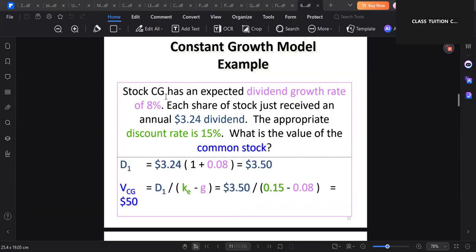So what are we given in here? Our growth, G, which is 8%, our D0, which is what? 3.24, and our K, which is 15%. So you first find your D1, which is D0, 1 plus growth. Here we had 3.50. Then the value of stock is D1 over K minus G. So our D1 is 3.50, then 15% minus 8%. So we get 50 as our value of common stock. Is that clear? Clary, are we together?